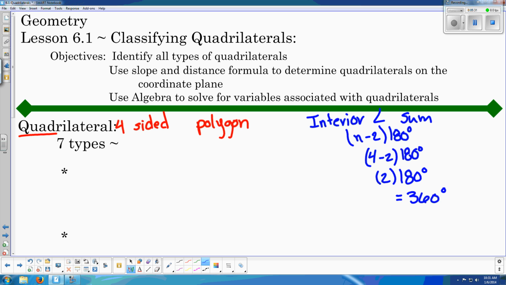Now, exterior angle sum. Exterior angle sum is always 360 degrees. Always, always, always. You don't have to do any math. It's just when somebody asks you what's the exterior angle sum of a polygon, you can say 360 without even thinking about it.